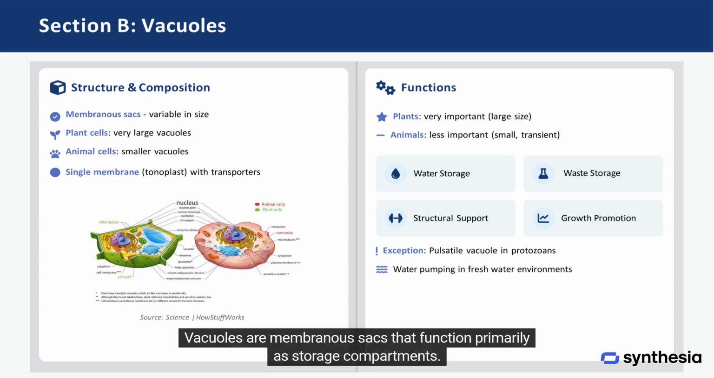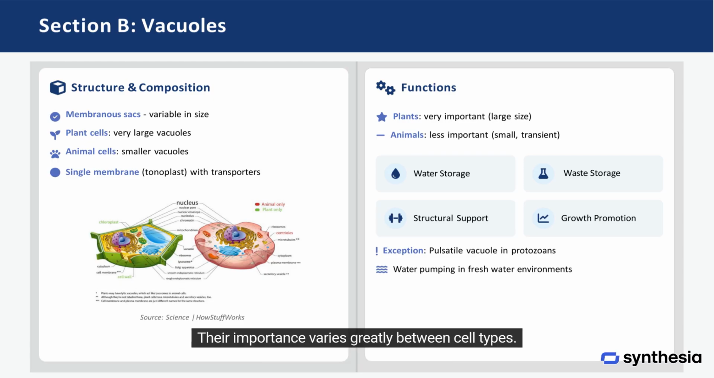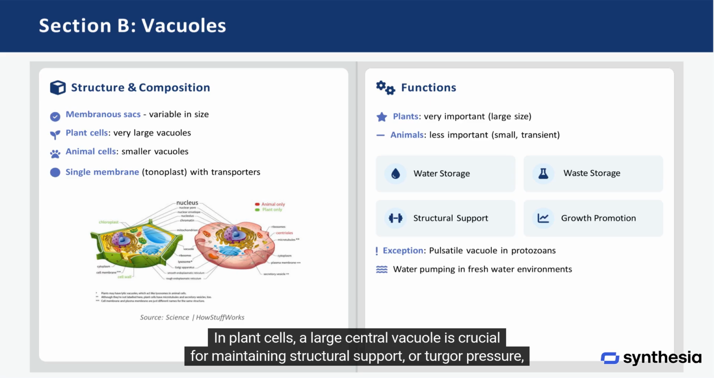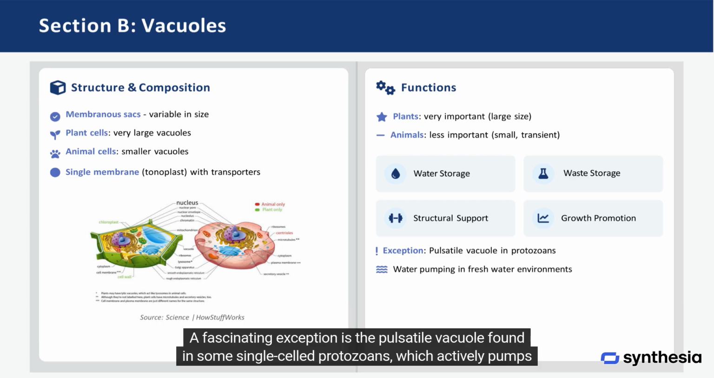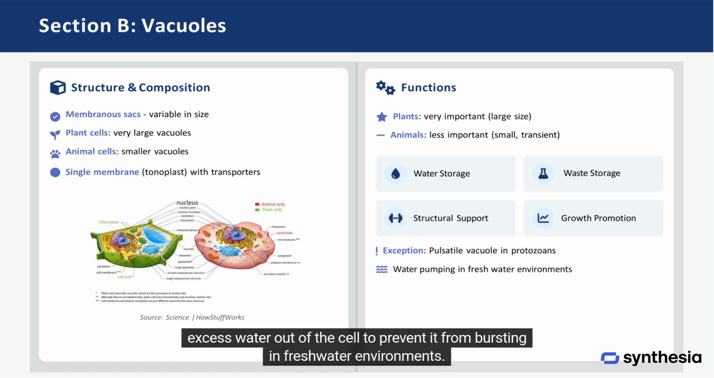Vacuoles are membranous sacs that function primarily as storage compartments. Their importance varies greatly between cell types. In plant cells, a large central vacuole is crucial for maintaining structural support or turgor pressure, as well as for storing water and waste. In contrast, animal cells may have smaller, more transient vacuoles. A fascinating exception is the pulsatile vacuole found in some single-celled protozoans, which actively pumps excess water out of the cell to prevent it from bursting in freshwater environments.